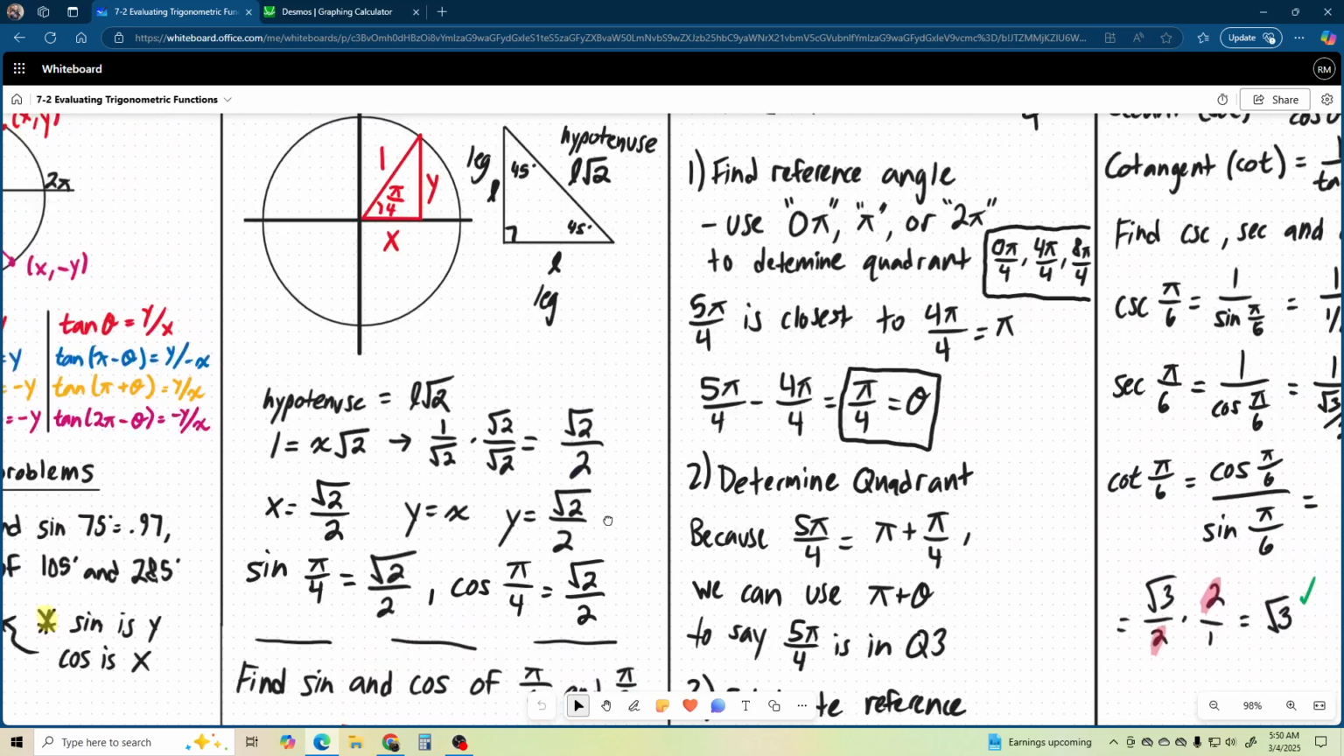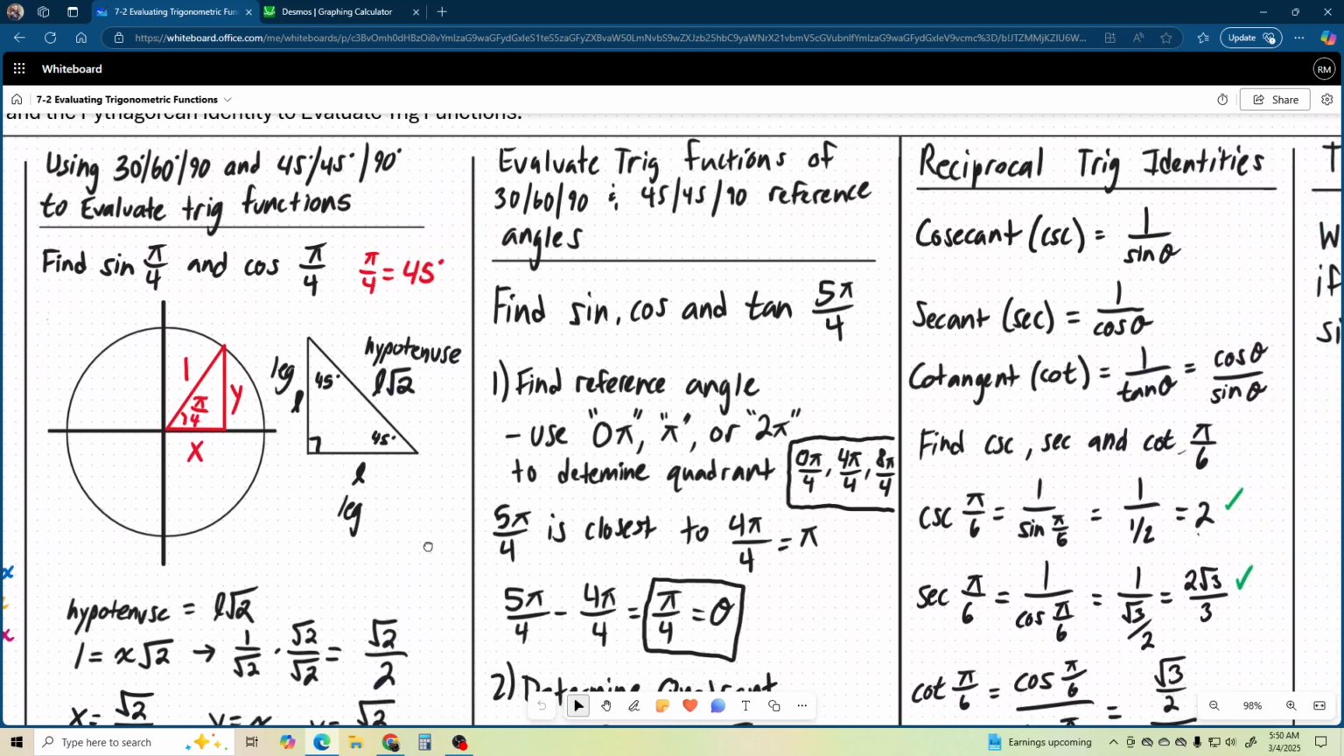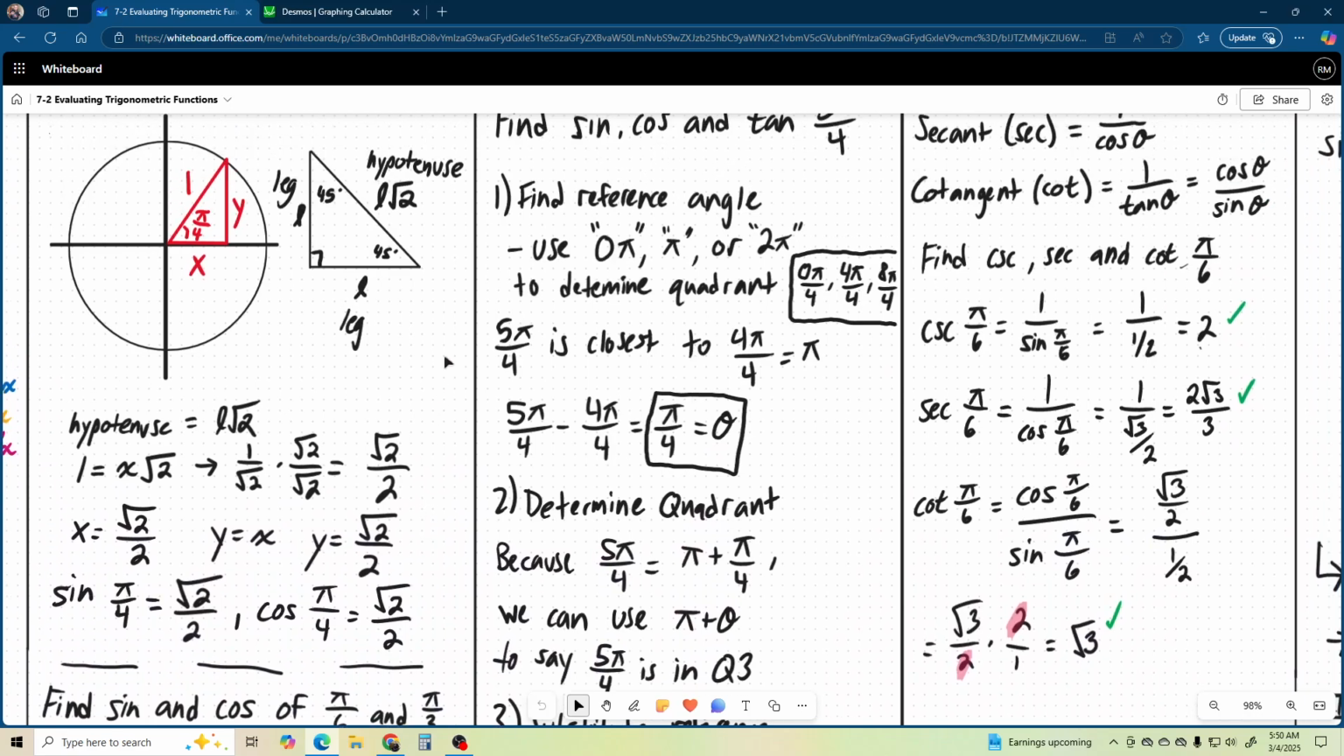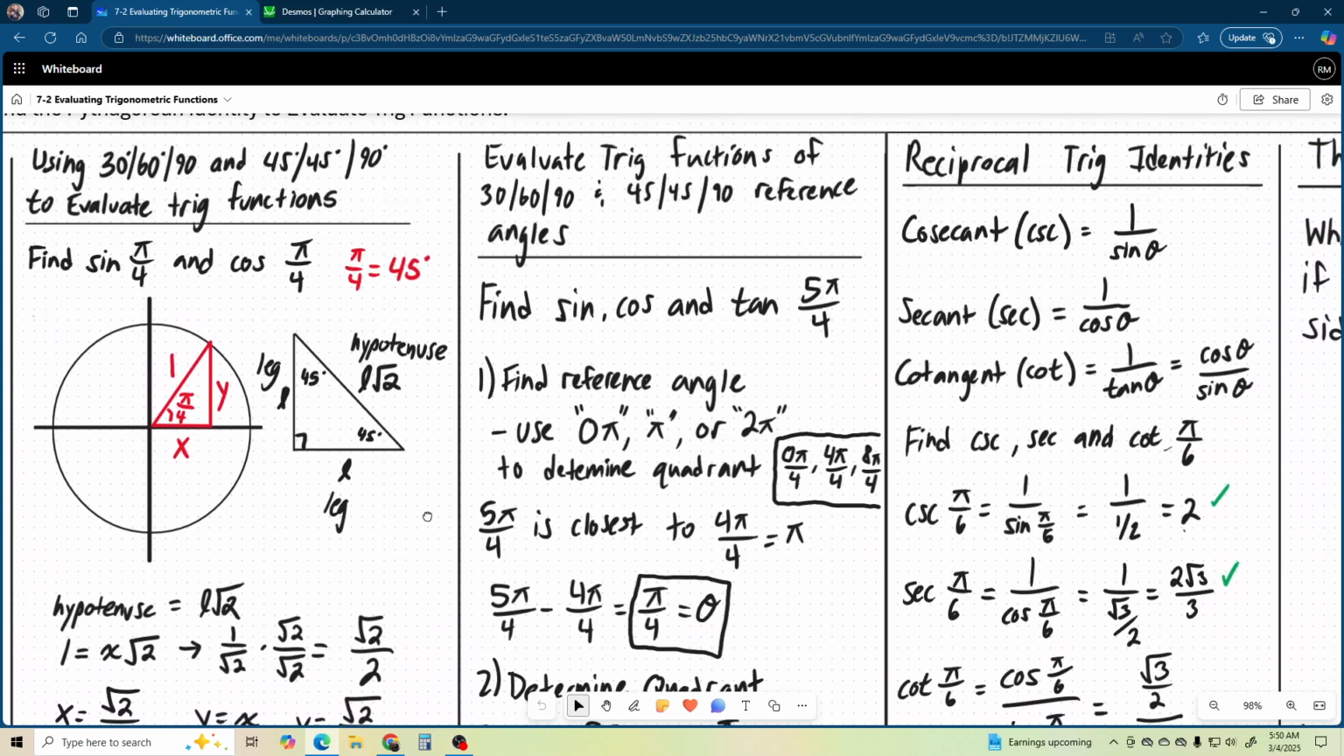All right, so next thing, using 30-60-90 and 45-45-90 triangles to evaluate trig functions. Before we jump into this, I'm going to quickly go over what a 45-45-90 and 30-60-90 triangle are, and then we'll get into the problems. I know in your notes they're all tied together, but I wanted to go over these a little bit separately first and then jump back into it.